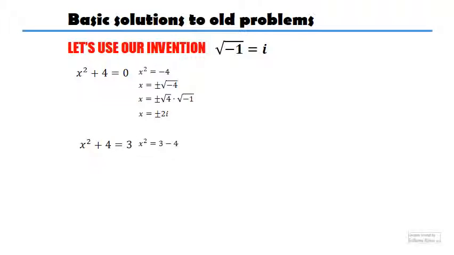How about this one here? Well, x squared plus 4 equals 3. I take the 4 to the other side. It becomes -1. And I end up with x equals plus or minus i.